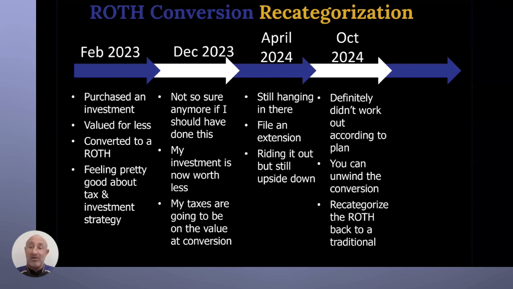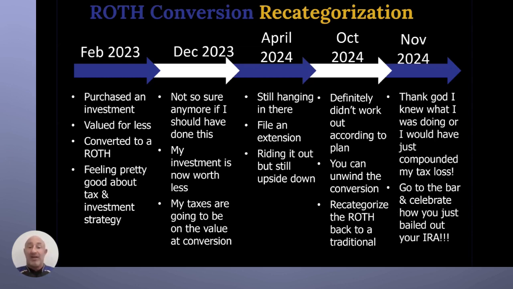Then in October, you're down to the witching hour and you realize this definitely didn't work out according to your plan. You can unwind the conversion, recategorize the Roth back to a traditional. And then in November of 2024, thank God I knew what I was doing, or I would have just compounded my tax loss. Go to the bar and celebrate. You just bailed out your IRA.